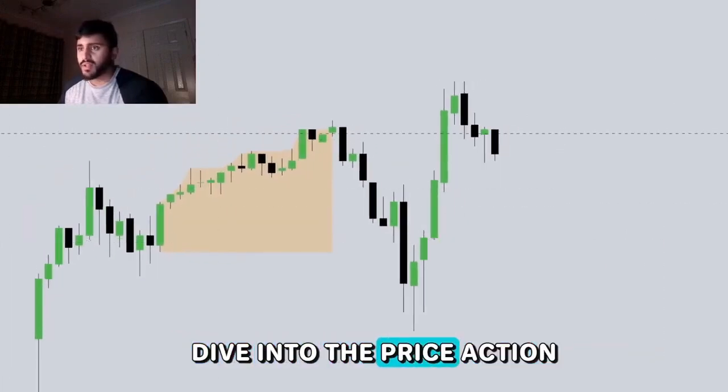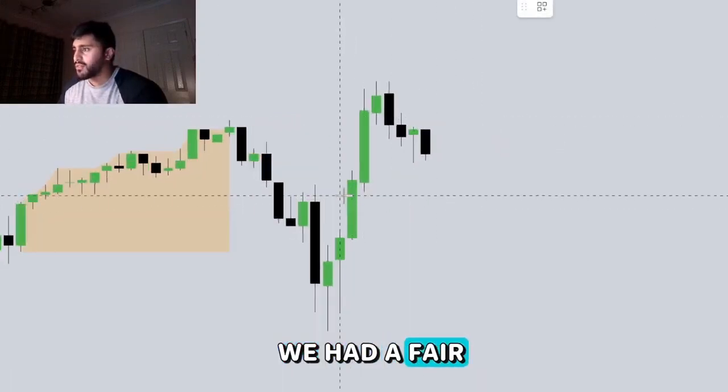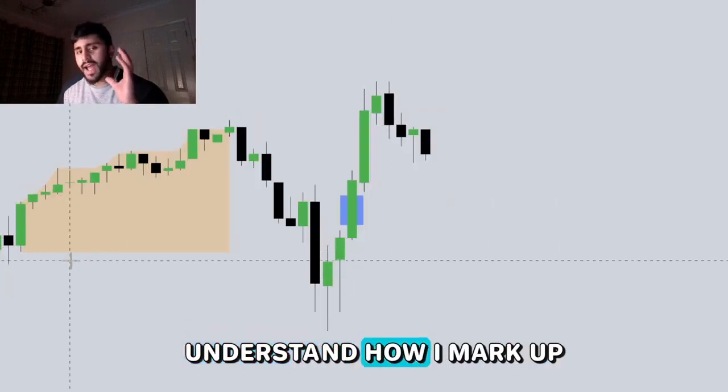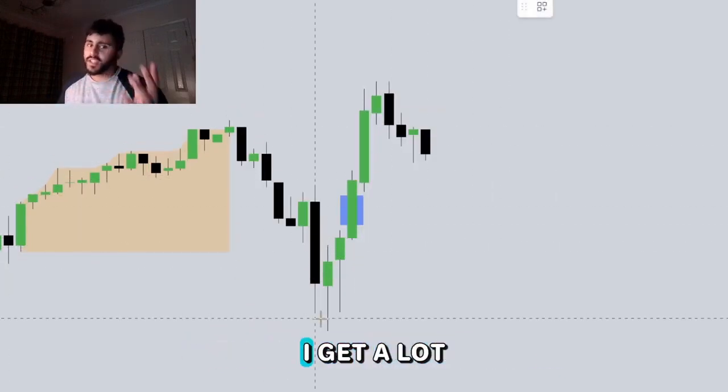Let me dive into the price action. We had a fair value gap just over here. So this is our imbalance, right? I want traders to understand how I mark up fair value gaps because I get a lot of questions on this.